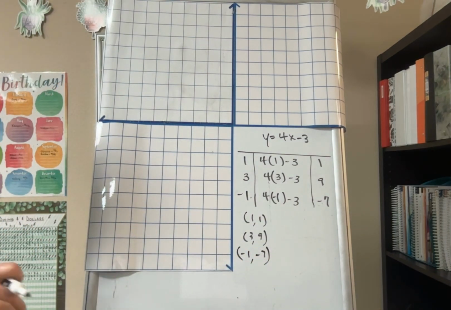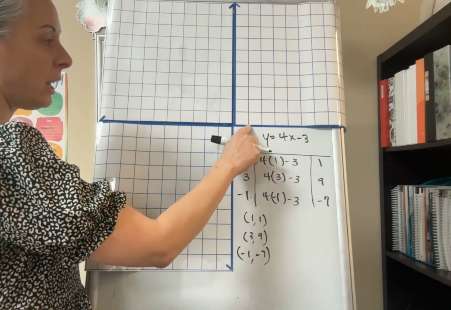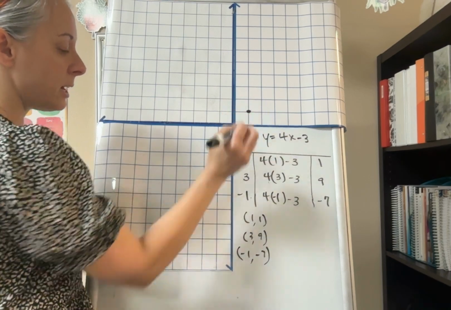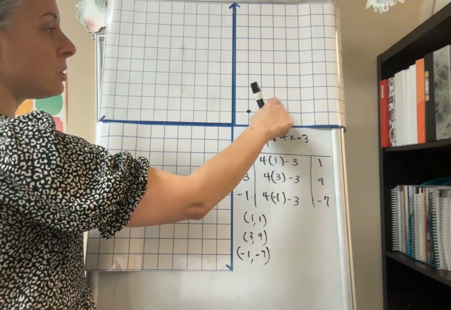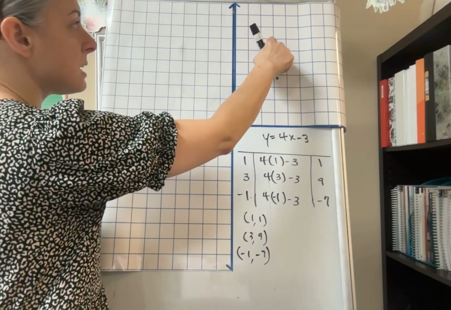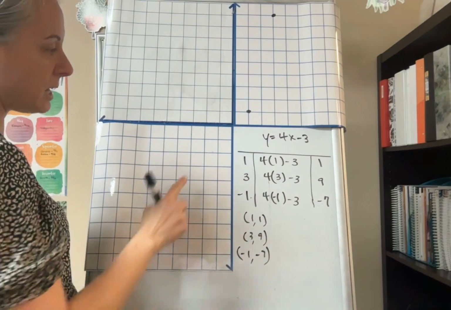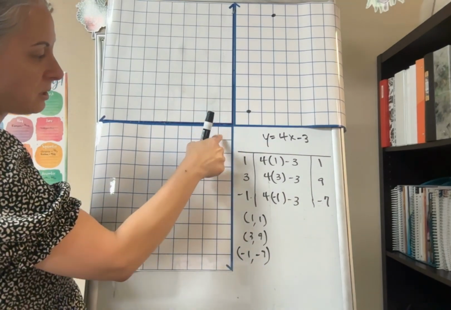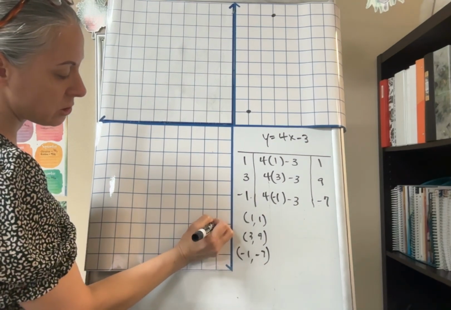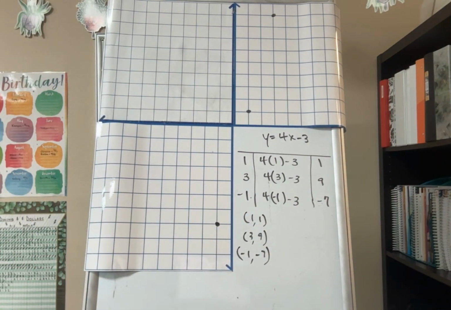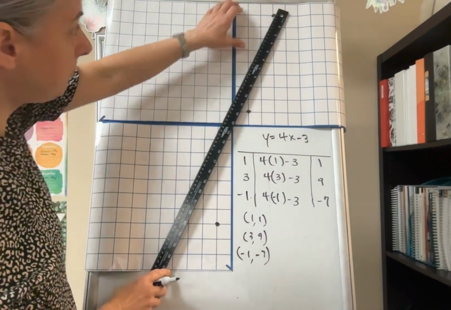Okay, so let's graph these. Where am I going to graph 1, 1? 1x, 1y, right here, right? What about 3 and 9? 1, 2, 3, 1, 2, 3, 4, 5, 6, 7, 8, 9, right here. What about -1 and -7? -1, 1, 2, 3, 4, 5, 6, 7, right here. Okay, now let's connect those with a line.